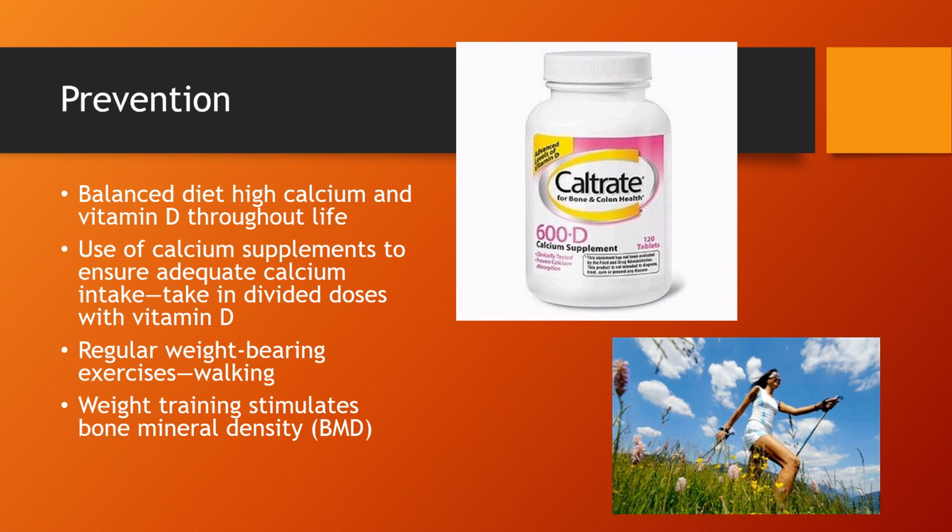Okay, so we want to prevent osteoporosis in the first place. So having a balanced diet high in calcium and vitamin D throughout life is very helpful. Also the use of calcium supplements to ensure adequate calcium intake. And it needs to be taken in divided doses with vitamin D because the body can only absorb 500 to 600 milligrams at a time.